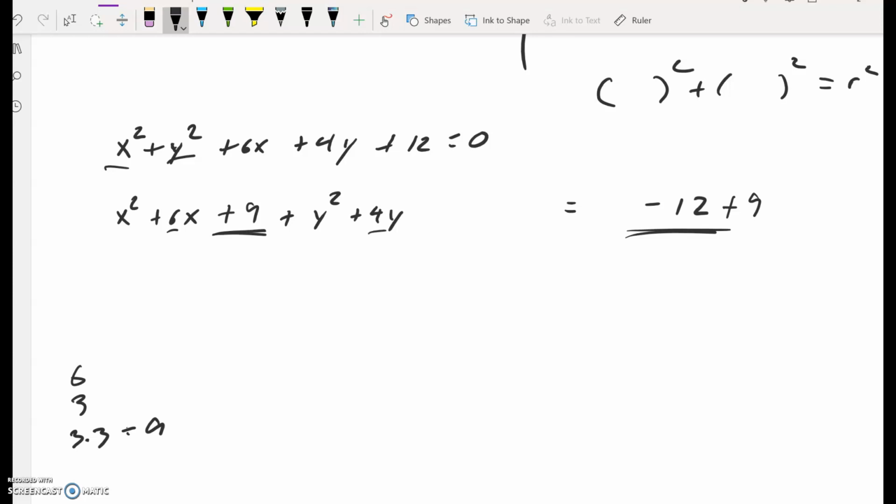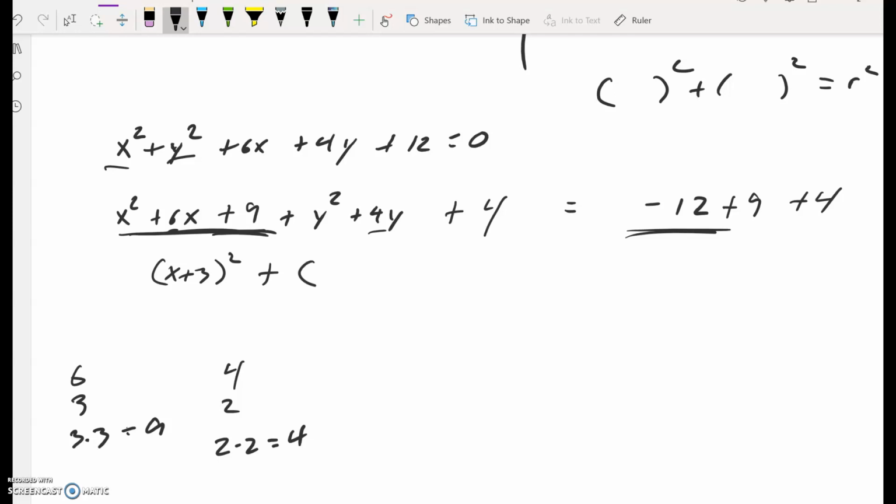Here, I'm going to take 4, I'm going to take half of 4, and I'm going to multiply it by itself and get 4, which is kind of weird. But that'll make that a perfect square, and then I'll add 4 over here. Now this is x plus 3 times x plus 3. We completed the square, we made it be a perfect square. This is y plus 2 times y plus 2. We made it be a perfect square. And this is negative 12 plus 13.